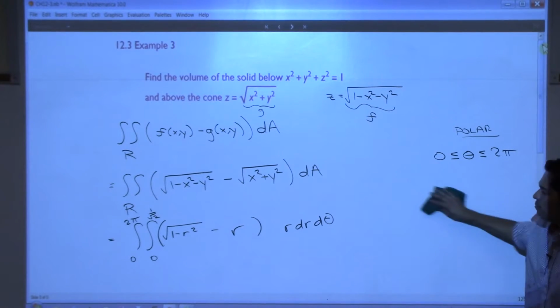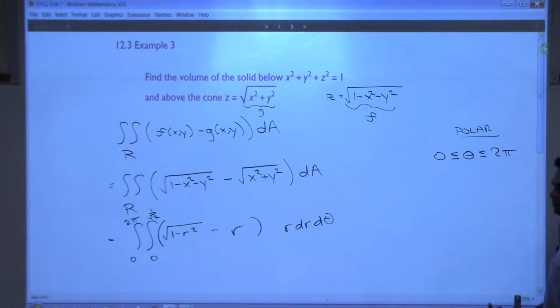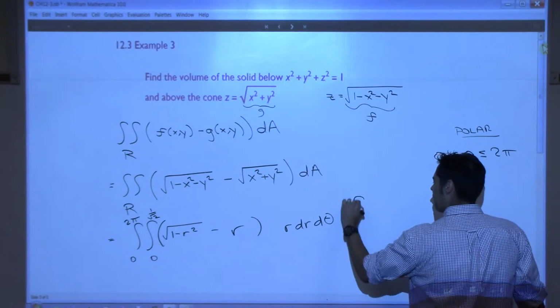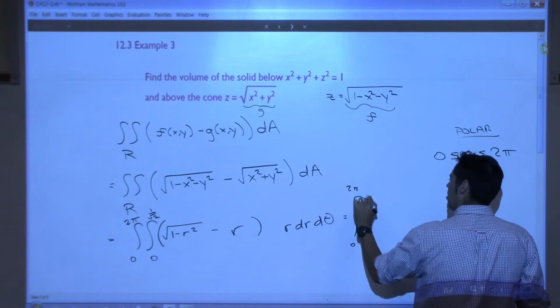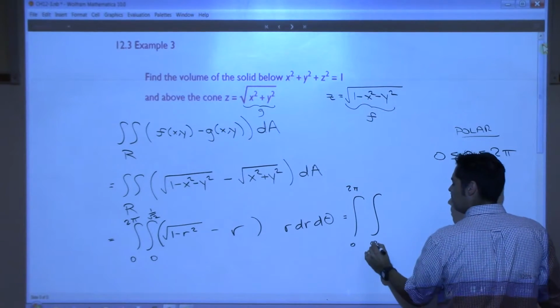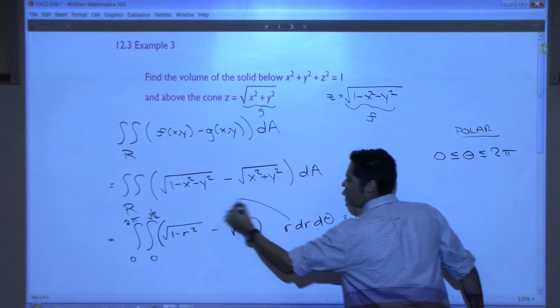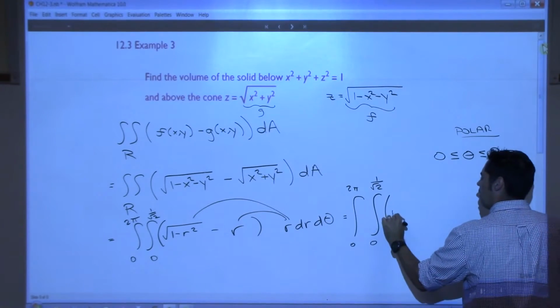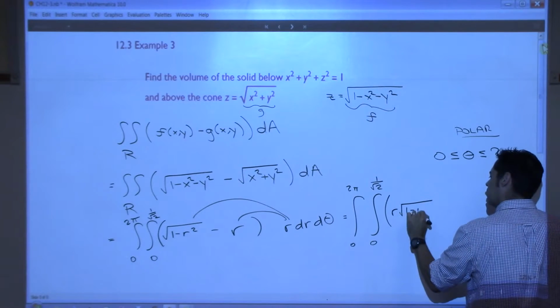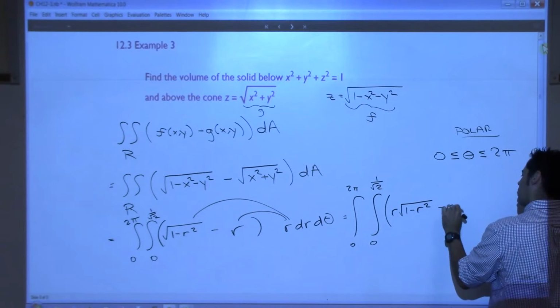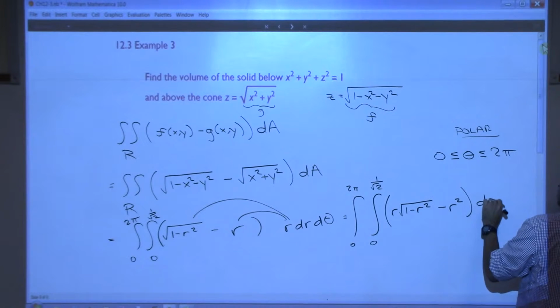Anybody have any questions on where I got that from? I'm going to dot this one. So when I distribute this r through, I get r root 1 minus r squared dr d theta.